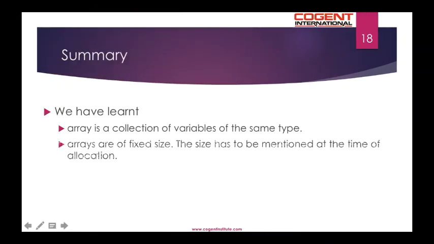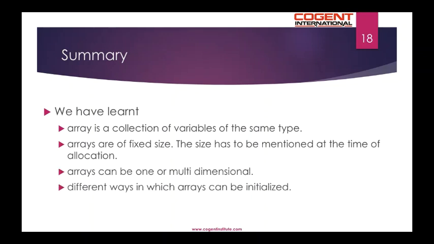To summarize, we have learned that an array is a collection of variables of the same type. Arrays are of fixed size. The size has to be mentioned at the time of allocation. Arrays can be one or multidimensional. And we saw the different ways in which arrays can be initialized.